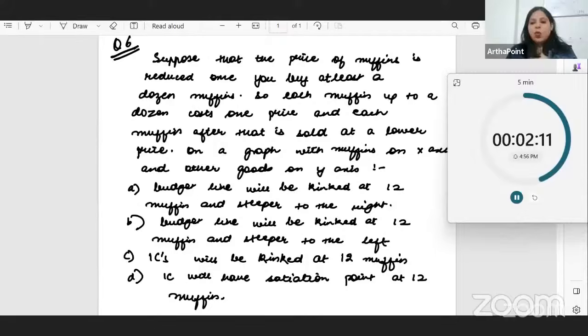Okay, we have received one answer as A. Just think about this, okay? It's a pretty simple question. Try to graph this once better.